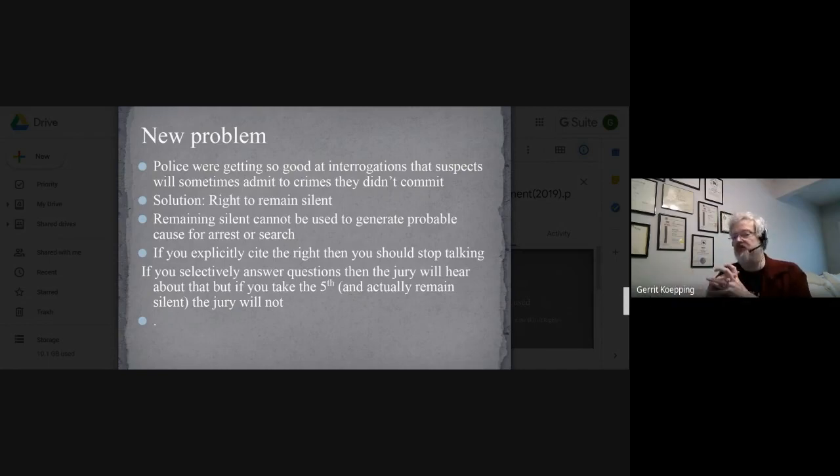So that's the court's solution to the problem: if the police are asking you questions that you don't want to answer, you do not need to answer them. And your refusal to answer does not create a justification for arrest or search. It can't even come up in trial. So again, I want to reiterate that.